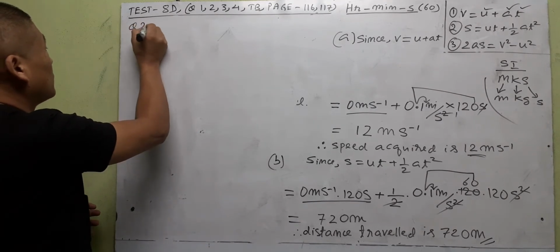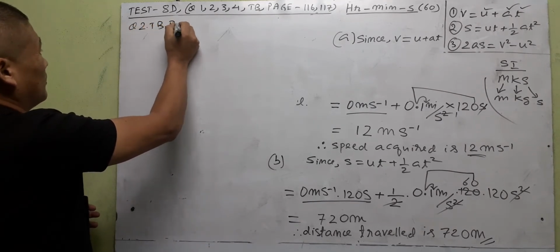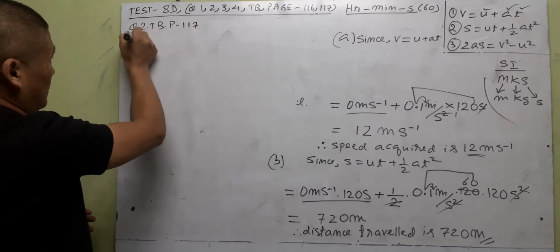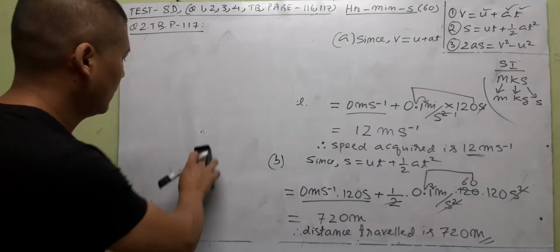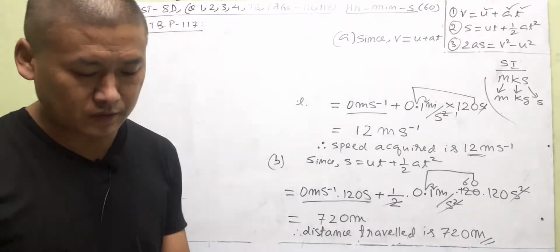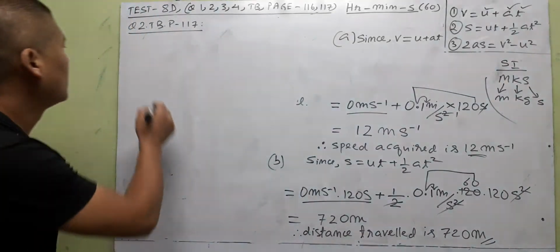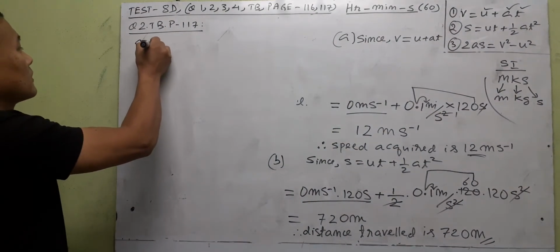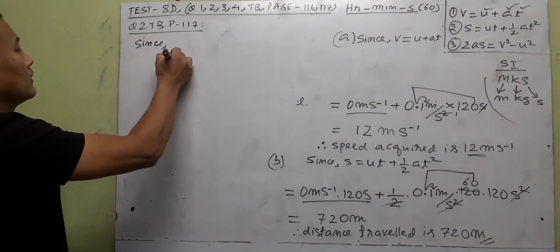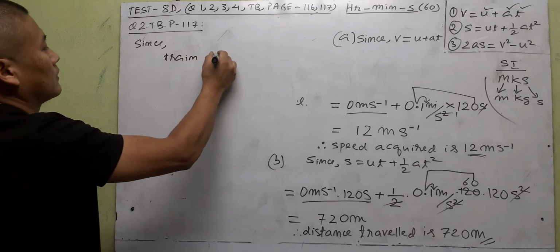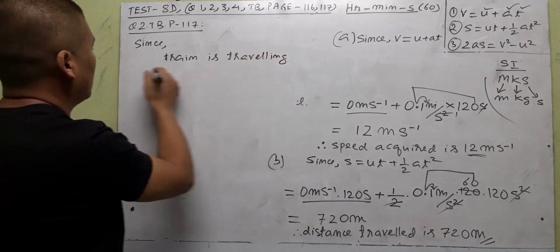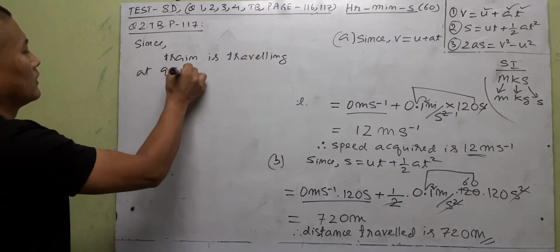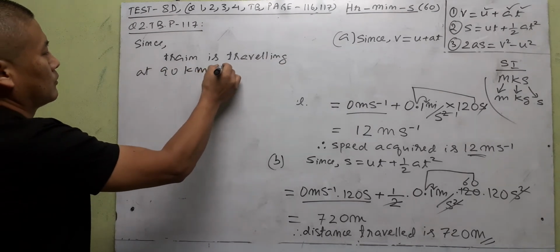Question number 2, textbook, page 117. So let me read the question. A train is traveling at a speed of 90 km per hour. Let us deal with that first, since the train is traveling at 90 km per hour.